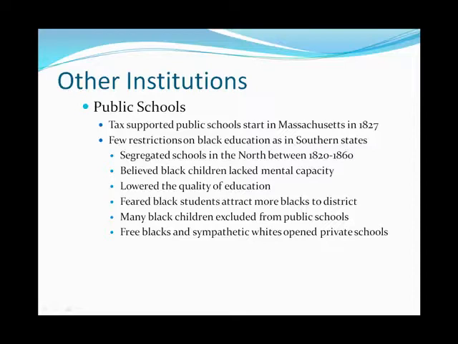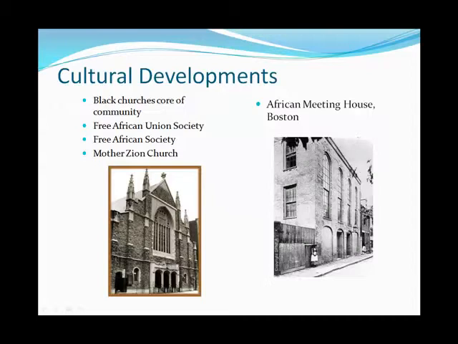They feared that if they allowed black students to attend public schools in a district, this would attract more blacks to the district. Therefore, many black children were excluded from public schools. Frederick Douglass recalled in his autobiography that after he and his wife had escaped and made their way to the North, and had eventually settled in Rochester, New York, he was appalled that the Rochester schools denied his children, his daughter, an education. Free blacks and sympathetic whites remedied this lack of education open to black children by opening private schools.